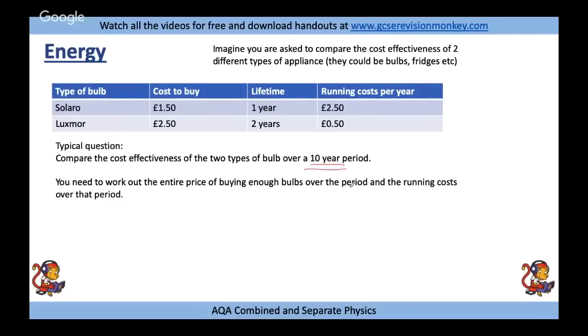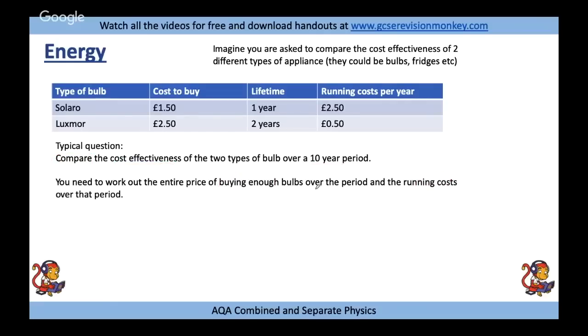That is a really important thing. Compare, so stick a box around that, and we want to compare the cost effectiveness. So you need to work out the entire price of buying enough bulbs over the period and the running costs over that period as well. So you've got to buy enough bulbs and you've got to work out the running costs over that 10-year period. That way you'll know basically which is cheaper, which is more cost effective.